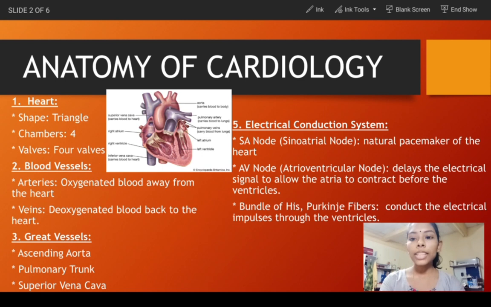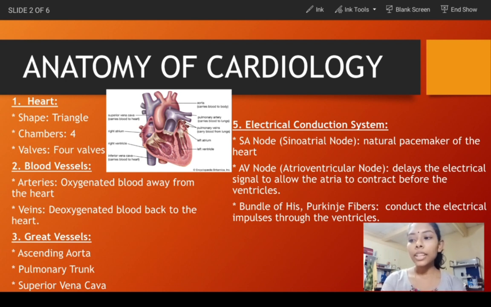And second, we have the pulmonary trunk. The pulmonary trunk originates from the right ventricle of the heart. It is the vessel that receives blood after it has been pumped out of the right ventricle. And thirdly, we have the superior vena cava that brings deoxygenated blood from the upper part of the body, which are the head, neck, and also the upper limbs, to the right atrium.